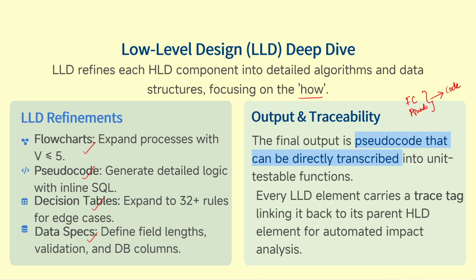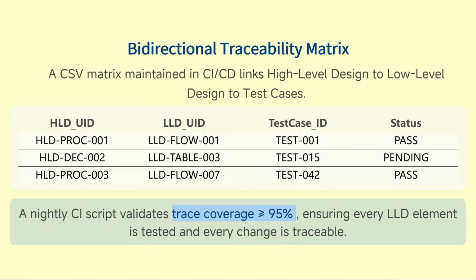And each LLD element will have a trace tag. The trace tag is going to be linked with something. What exactly is it going to link with? With the parent HLD, for automated impact analysis. HLD is high level design, and an HLD will be connected with many LLDs, and these LLDs will have a trace tag with which we can identify which HLD each is linked to. That is all. So, this is another example, from which we can actually do the traceability.